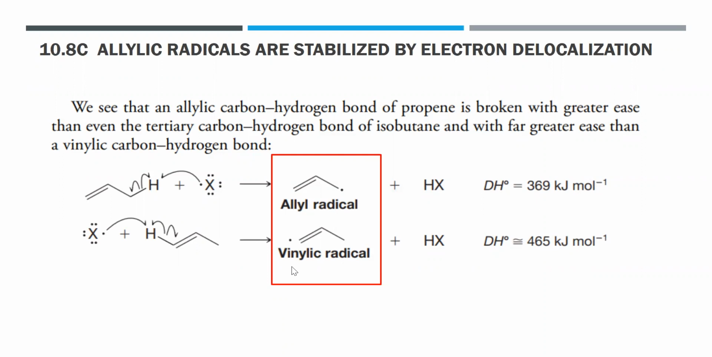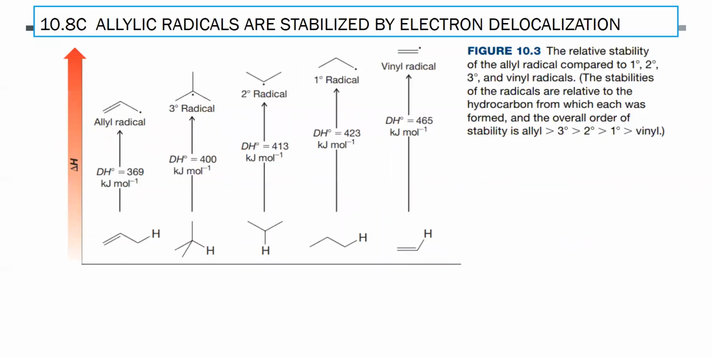You can see here that the bond dissociation energy to form the vinylic radical is very high as compared to the allylic radical. So the allylic radical is much more stable. The allylic radical, again, is much more stable than the vinylic radical. And here is the relative stability of an alkyl radical compared to 1 degree, 2 degree, and the vinylic radical here. We have already seen that one.